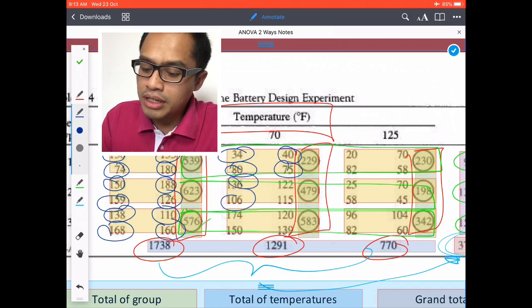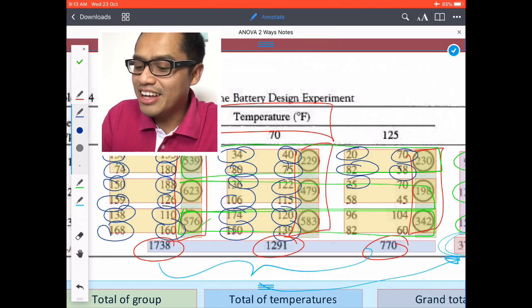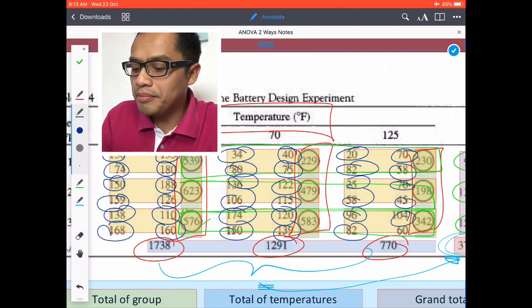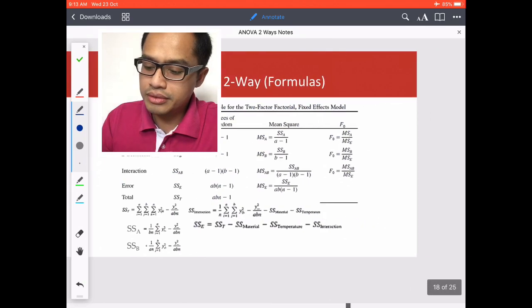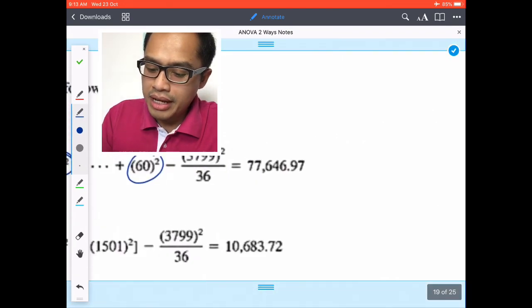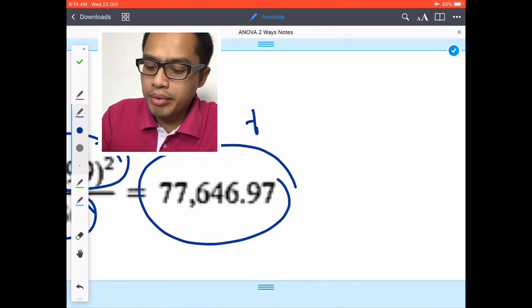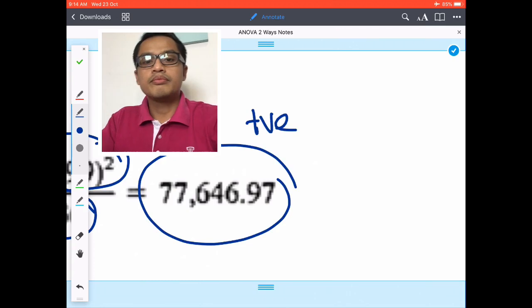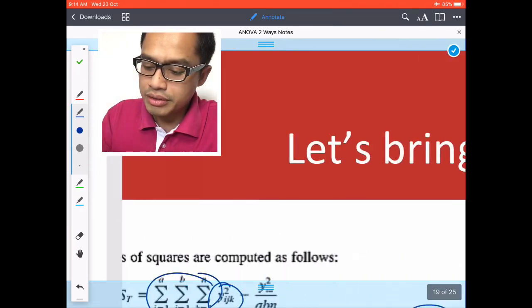Just like Lord of the Rings. Square them, and plus them. The blue color is for total. Minus the grand total and minus the sample number 36, you get a positive value. Must be positive. SS material.